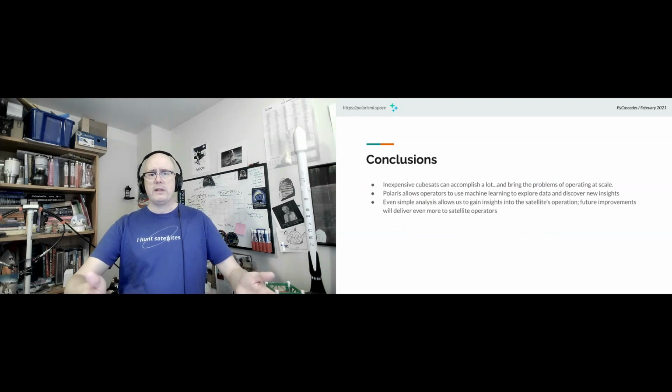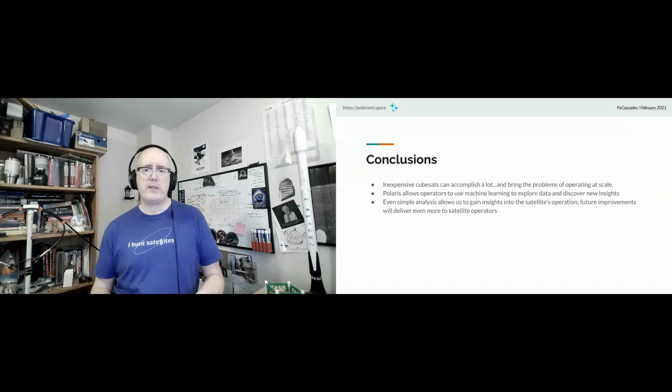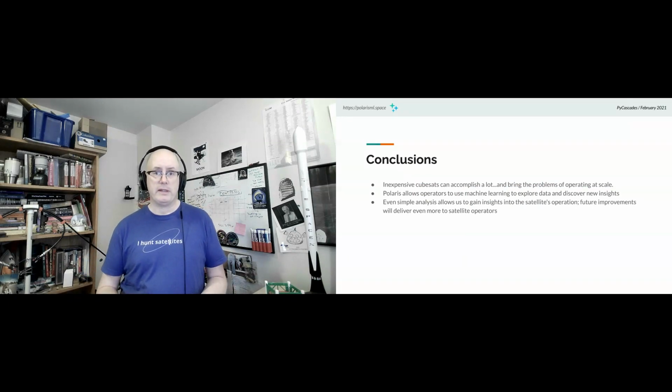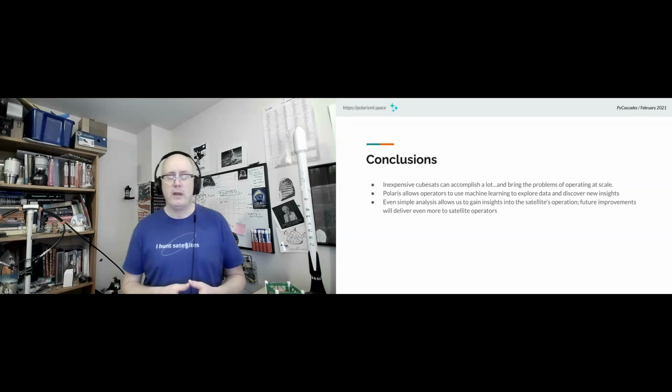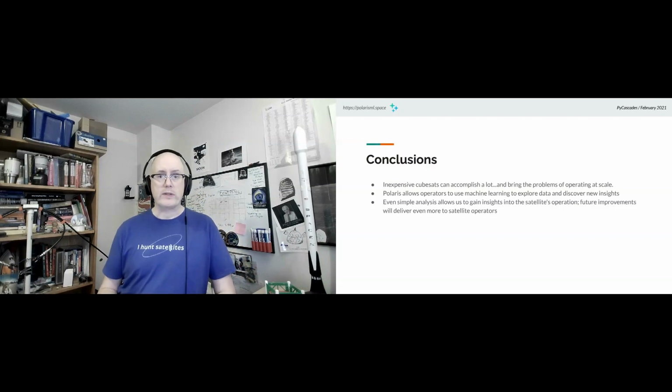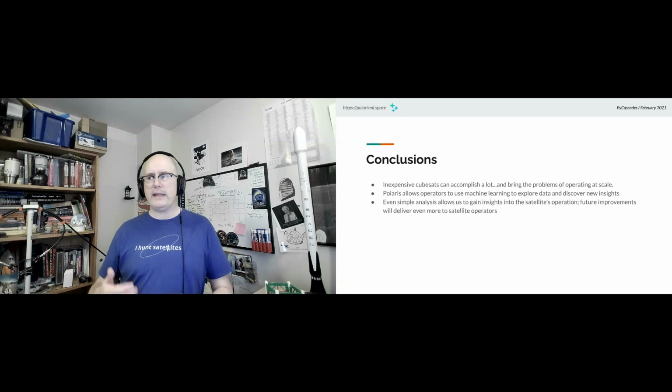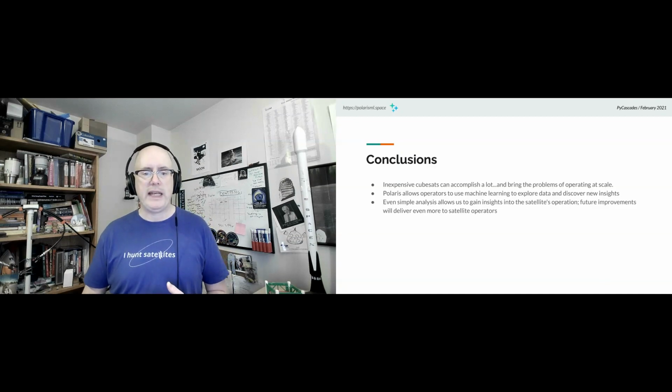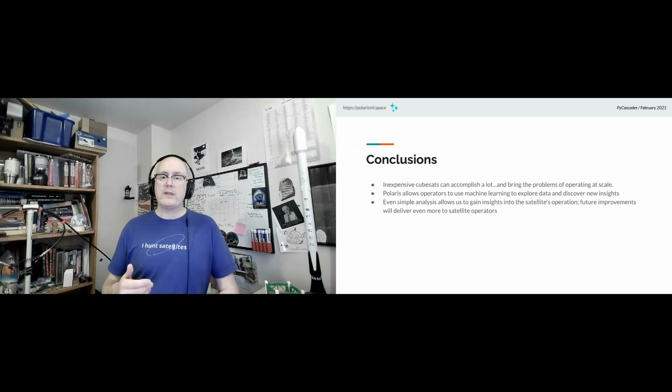So to conclude, I've shown you how inexpensive Cubesats can be compared to the larger satellites that have dominated the field for a long time, and how that requires operators to take different approaches to managing things at scale. I've shown you how Polaris works and shown you that even simple analysis allows us to get insight into how a satellite behaves. And we want to improve it even more to deliver even more value to the operators.